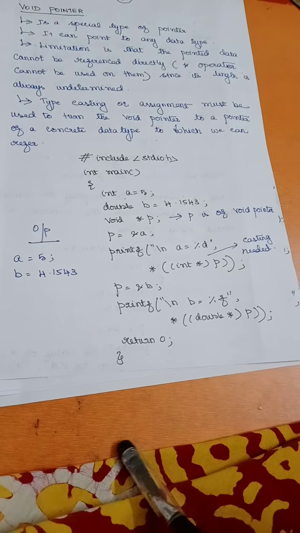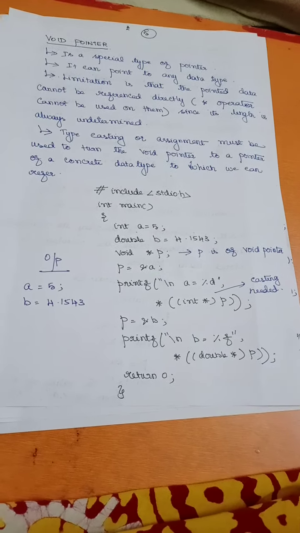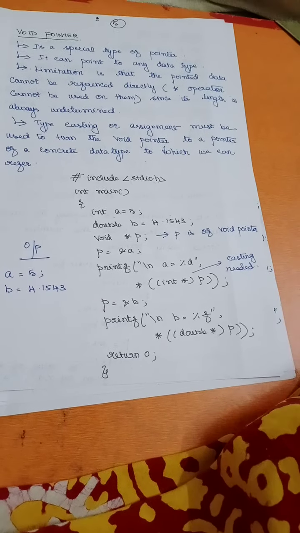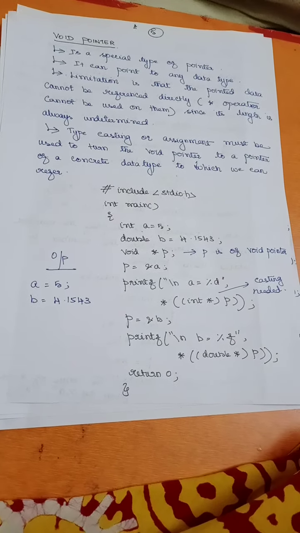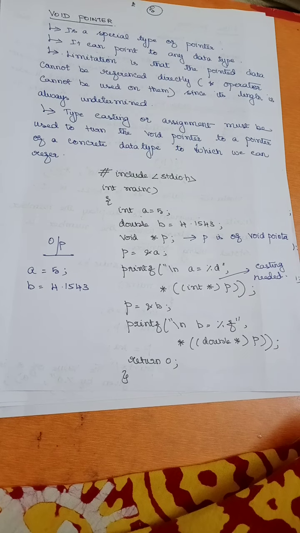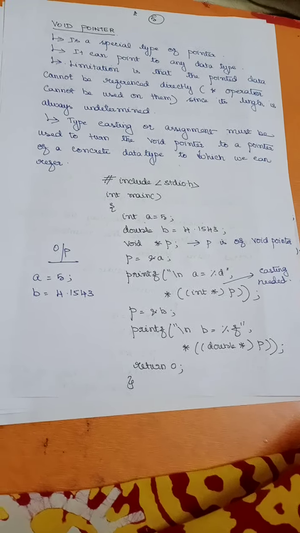And next we'll move on to the types of pointers. There are two types of pointers that you need to know. And then we'll move on to pointer arithmetic, how to declare a pointer to an array, pointer to a structure, pointer to a function and all.